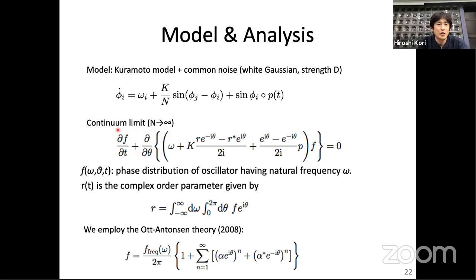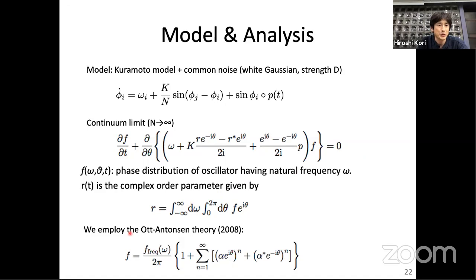And if we take the continuous limit, we arrive at this kind of equation. And here F is the phase distribution of oscillators having natural frequency omega. F is a function of omega, phase and time, okay? And R is a complex order parameter given by this equation. This one is the same as the previous one, but this is a continuum limit version.